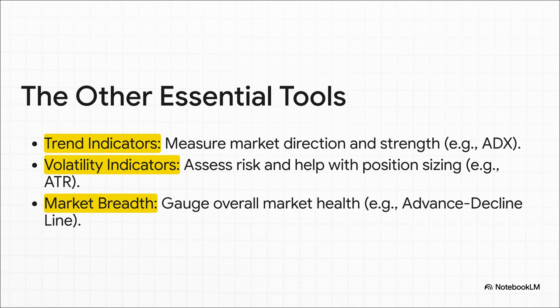So next up, we've got trend indicators. These answer the big question: is this a real sustainable move or just a bit of noise? Then you have volatility indicators. Think of these as your risk manager. They tell you how wild the ride is, which is absolutely crucial for figuring out how much to bet. And finally, market breadth indicators. These give you that 30,000-foot view. Is the whole army advancing, or is it just a few generals leading the charge? That's what these tell you.